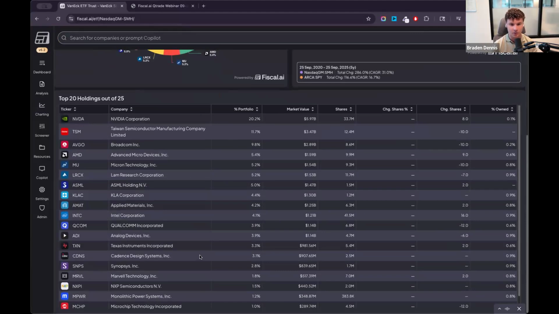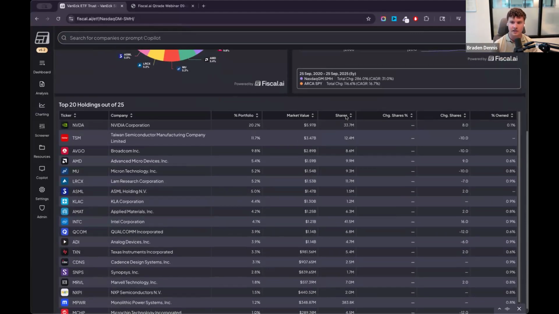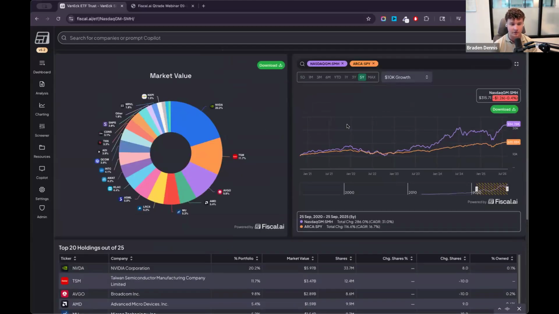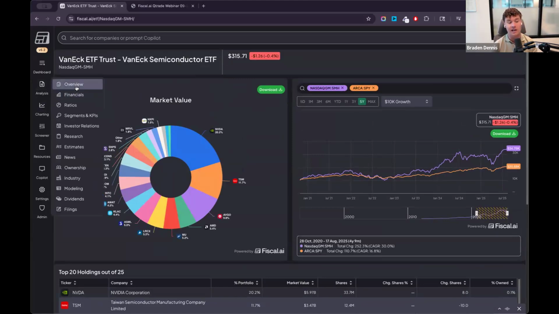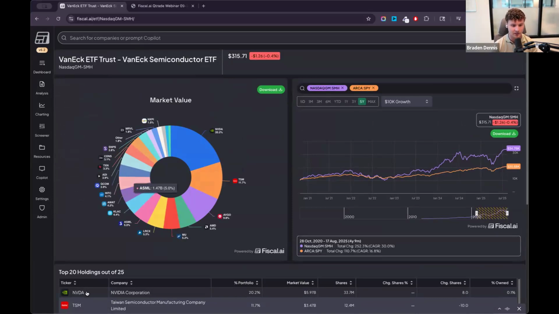You'll see all of the holdings, how much of the portfolio each is, what the market value is, shares, and changes over time too. Has there been changes in the portfolio over time as well? So we do have ETF data. Is it as in depth as what we do for individual companies? I will say no. If you're strictly an ETF investor, the platform is not going to be the best fit. Just to be 100% honest on that, but we do have the data to be somewhat complementary.